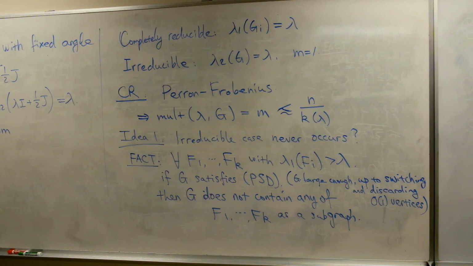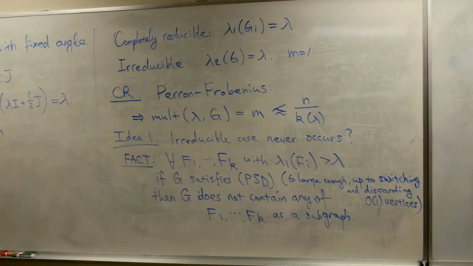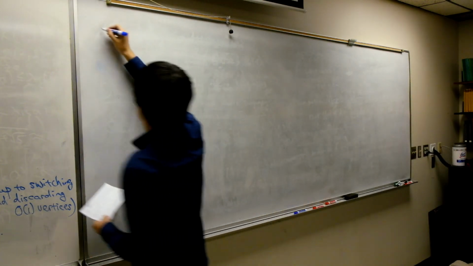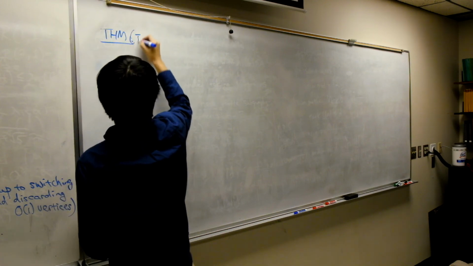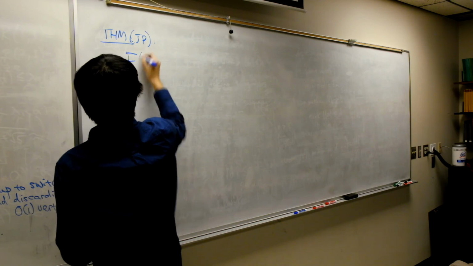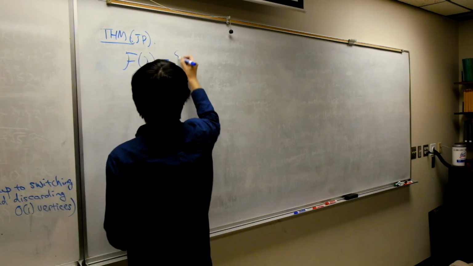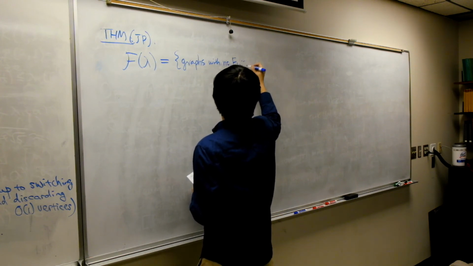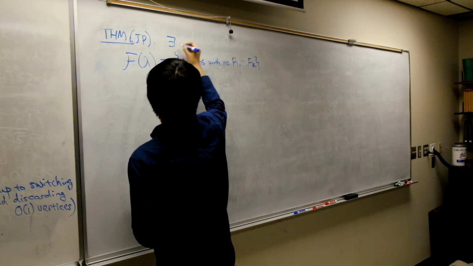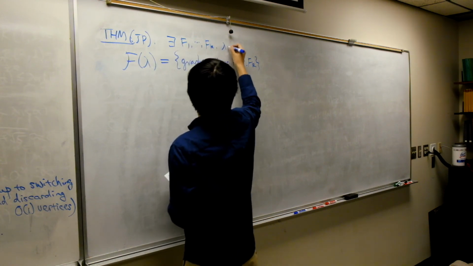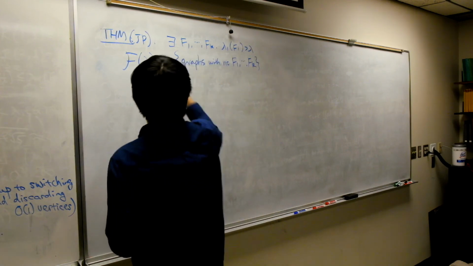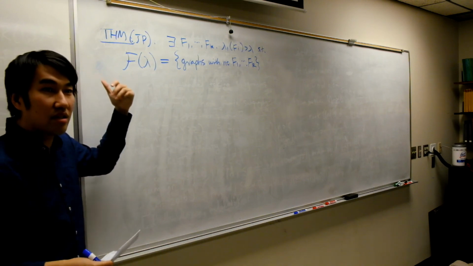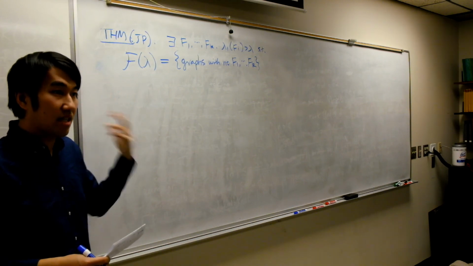So why is this fact helpful and how does it connect to the problem I studied with Polyanskii? Well, the theorem with Polyanskii: this F of lambda, the family of graphs, is equal to graphs with no f1 through fk, where there exist f1 through fk with lambda 1 of fi bigger than lambda. Meaning that F of lambda, the family we considered, has a finite forbidden subgraph characterization.